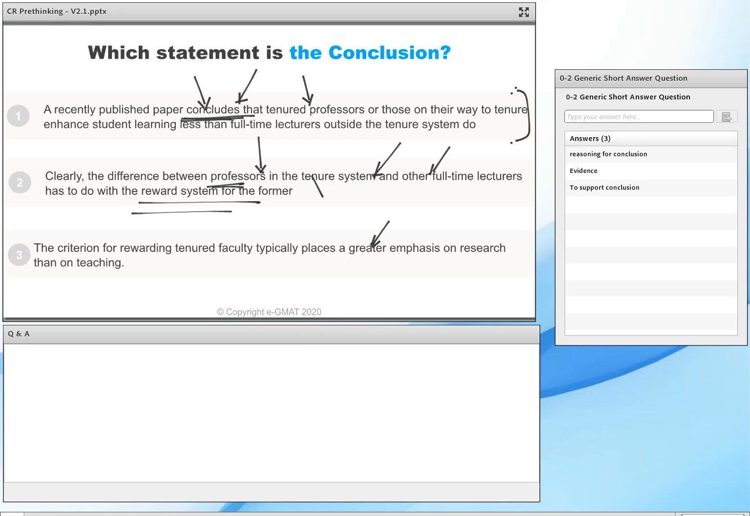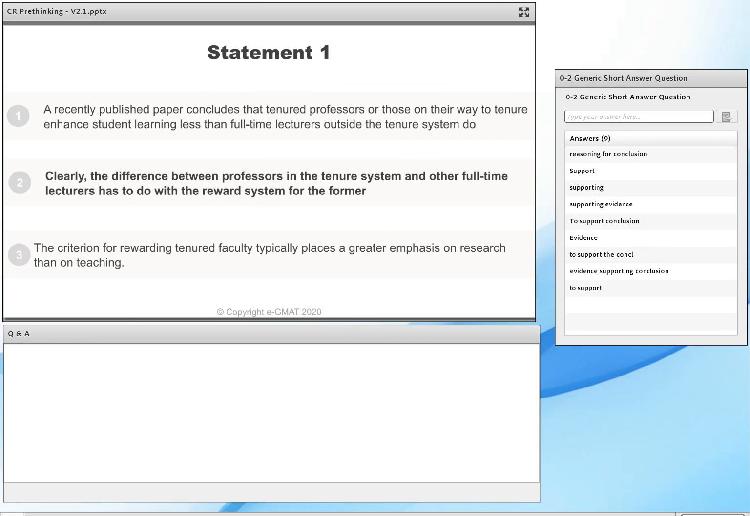To support the conclusion, yes. To the reasoning for the conclusion, absolutely. You guys who are doing this, you do well in boldface, at least to a certain level in boldface questions. That's good. Okay. So this is your main conclusion. Hopefully everyone who got this wrong now understands why this is the main conclusion.